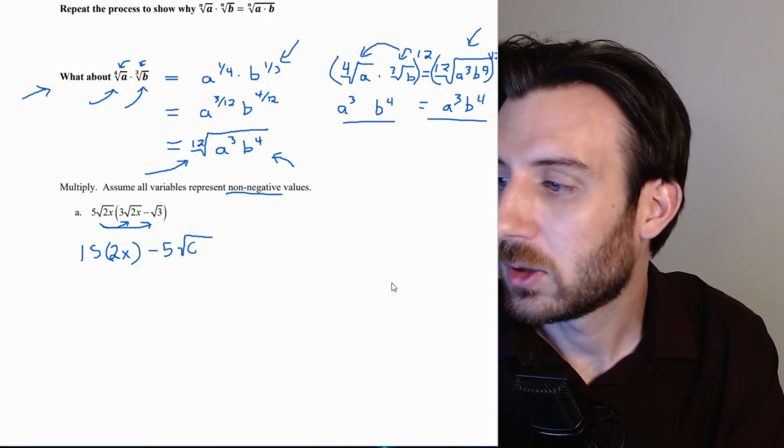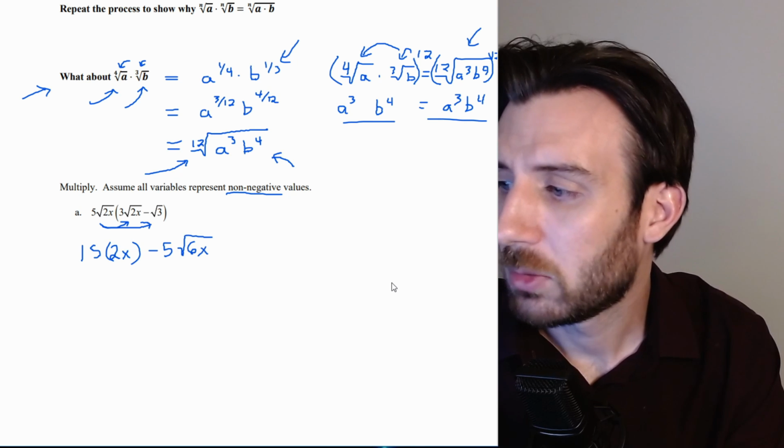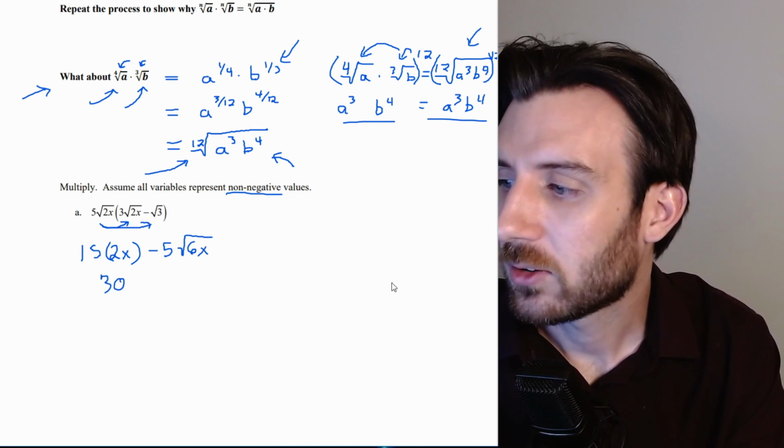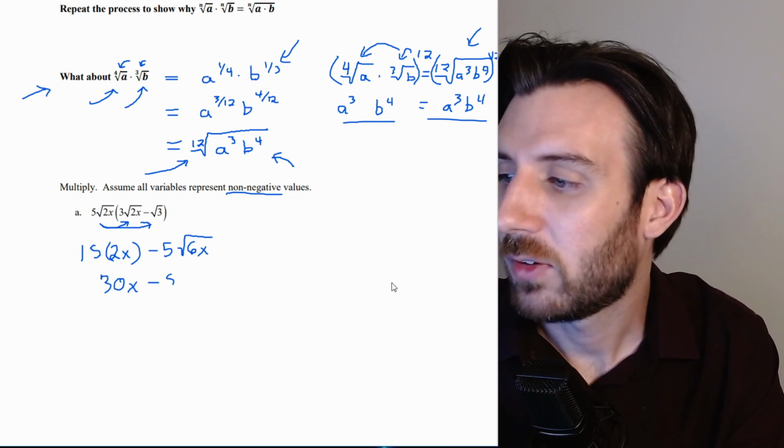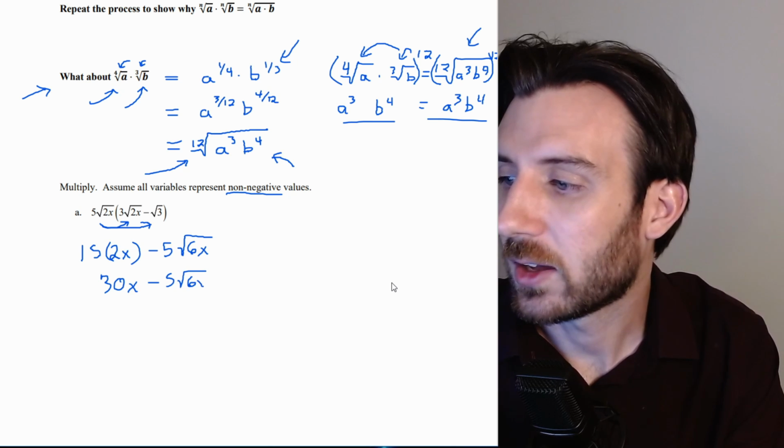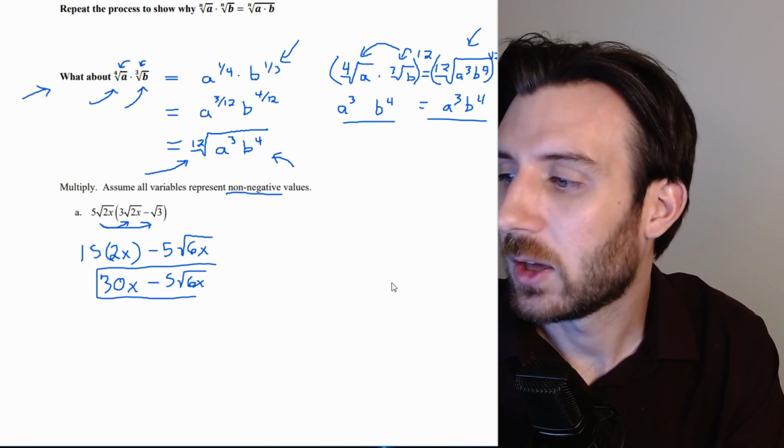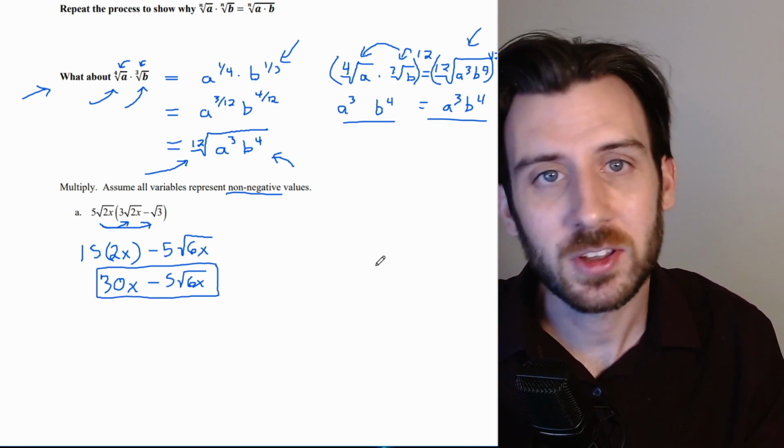2x times 3 gets me 6x. And so lo and behold, we have 30x minus 5 of these root 6x's. And that's all that we had to do. Let's take a look at the next problem.